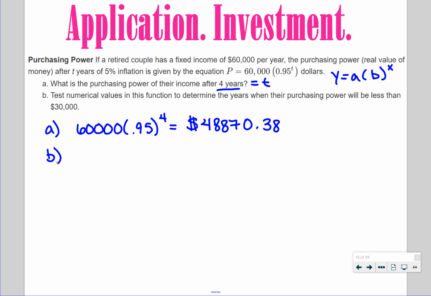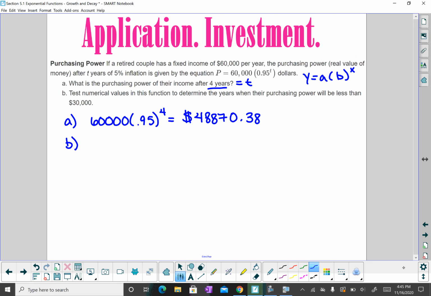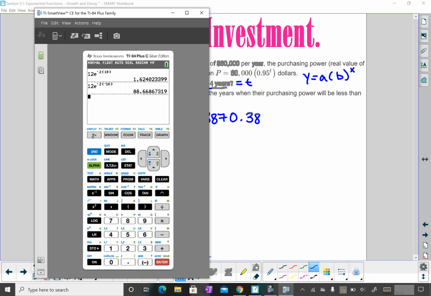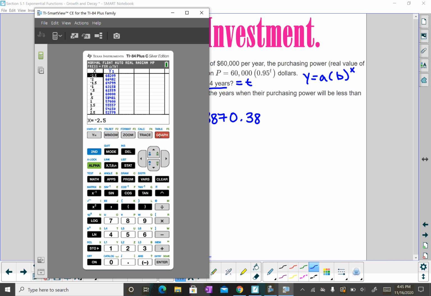Then let's test values in this function to determine when the purchasing power will be less than 30,000. When it says test values, your calculator is probably the best thing to use here. We're just going to type our equation in. Actually, I'm going to show you a little shortcut here. Let's put our equation in y equals, because you can do this in your standard window and just keep typing numbers in, but the calculator evaluates things so quickly for us. So that's an exponent there. Notice I put this in y equals, and instead of a t, I just used an x. If you go to table, it'll evaluate very quickly for you.